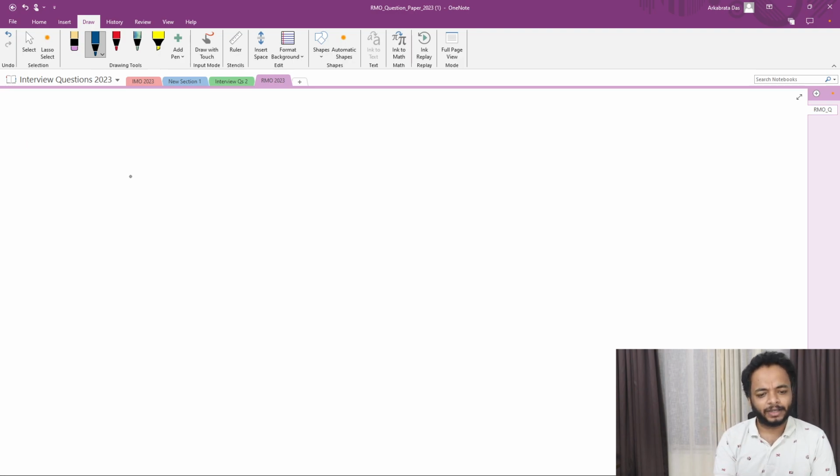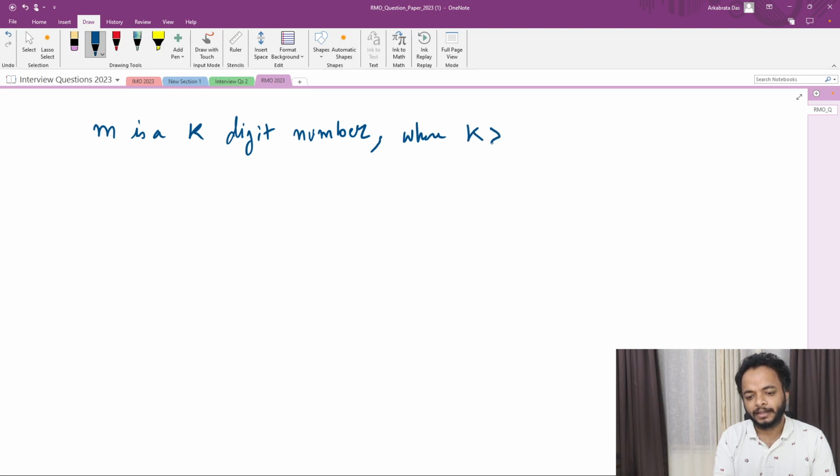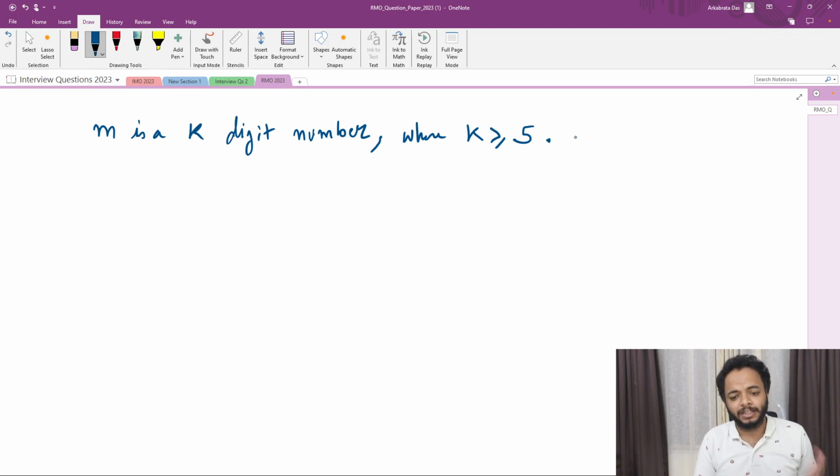let's say that m is a k digit number, where k is greater than or equal to 5. My claim is for k greater than or equal to 5, because for k equals 4 I have shown it, and for k equals 1, 2, 3 I'll go later on. So for k greater than or equal to 5, I claim that there is no such solution.